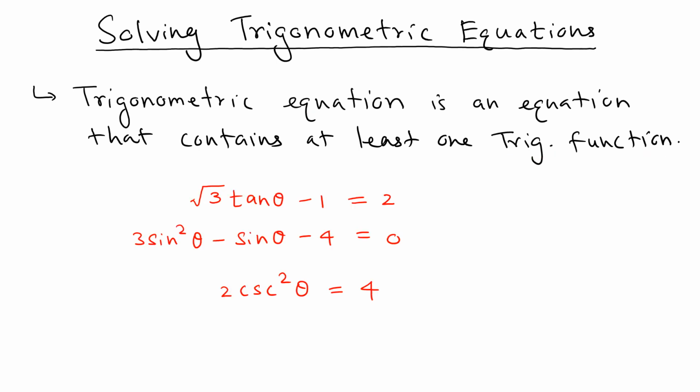For example, these three are trigonometric equations. You can see square root 3 tan theta minus 1 equals 0, 3 sine square theta minus sine theta minus 4 equals 0, or 2 secant square theta equals 4. So we're going to talk about how to solve these equations and more in a few minutes.